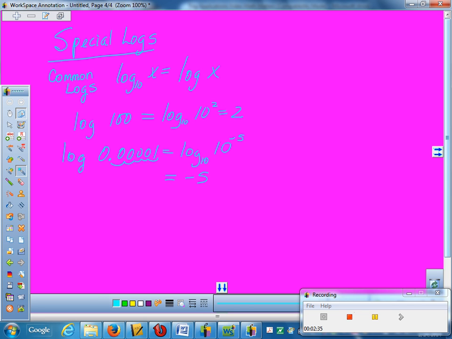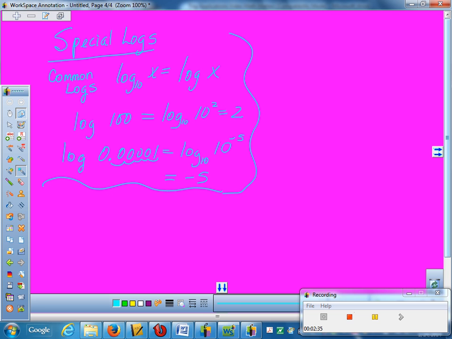So if it's a number bigger than 1, if notice there's 2 zeros, the answer is 2. If there were 5 zeros, the answer would be 5. If you're doing decimals, though, it's going to be all the zeros plus 1 more when you're doing the negatives. But that's common logs. We like common logs. They're handy.